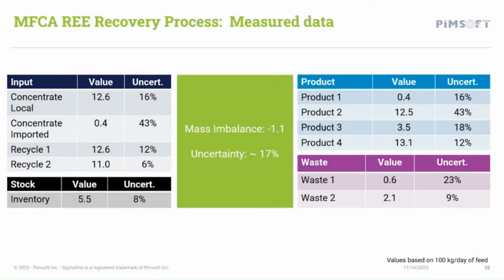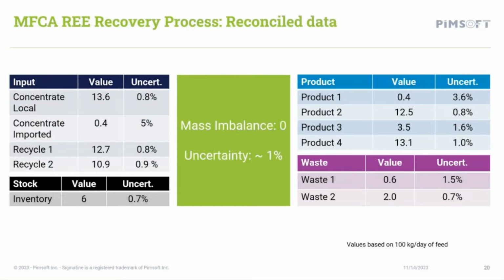Also, there are high uncertainties both on the raw materials as well as on the products and on the waste. This is really a typical situation in metals and mining. As we know, given the nature of the operating environment, it's hard to have continuous and reliable data. Applying SigmaFine is valuable not only to close the balance, but moreover to improve the data quality and uncertainty associated with these numbers. Here, only the mass is shown.